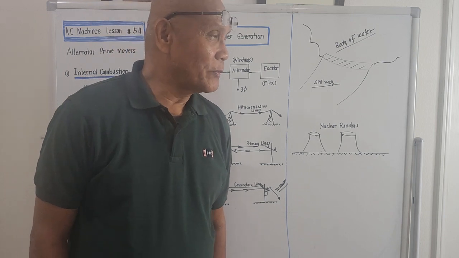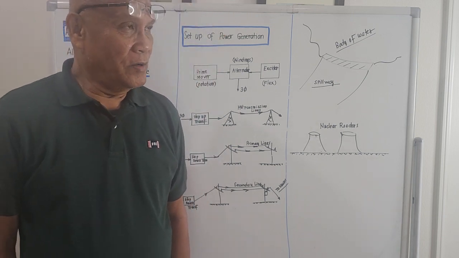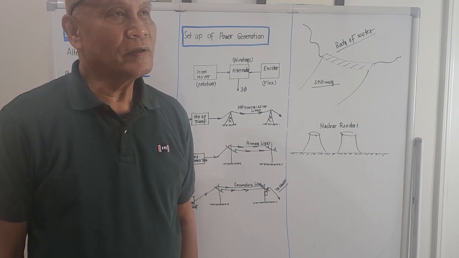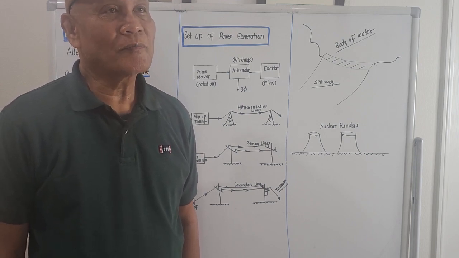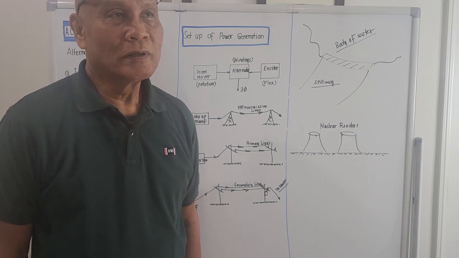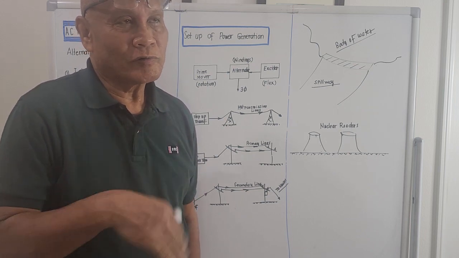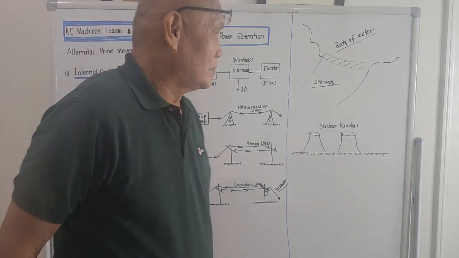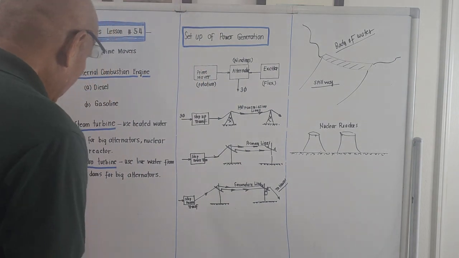So for tonight I will be discussing how an alternator produces alternating current, and the other requirement is that there must be a prime mover, the one that will rotate the armature. Okay, let's continue.